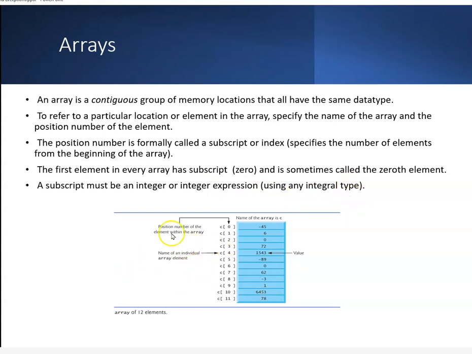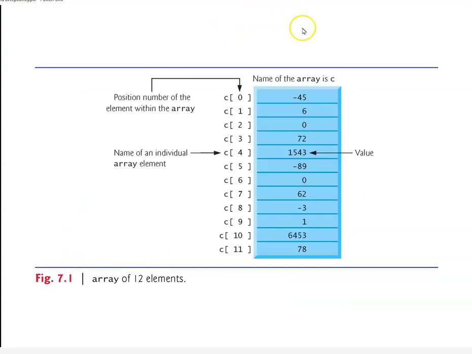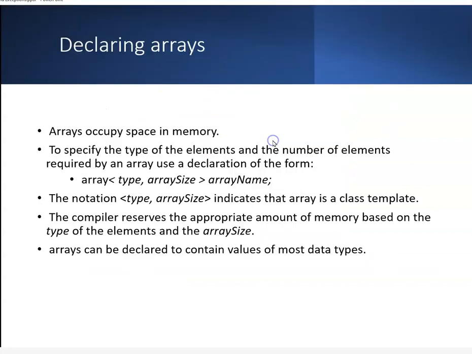So here's an example of an array of 12. Here are the positions. So C[4], C sub 4, is 1543. Let's look at this a little bit more. The position determines which one it is, so you could loop through them. And this is how they are structured in memory.